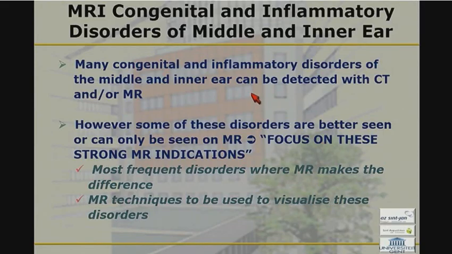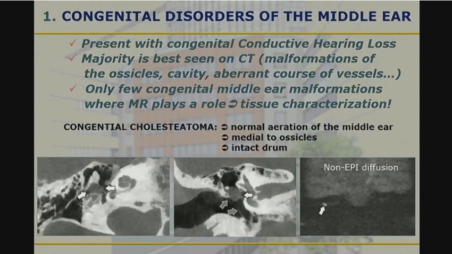So let's start. First of all, if you look at the inflammatory and congenital disorders in these areas, CT has a very important role. But today I'm going to talk to you where MR plays a role, where MR makes a difference. And therefore, we are going to look also at the techniques. What kind of MR will you use, and where do you really have to use MR instead of CT?